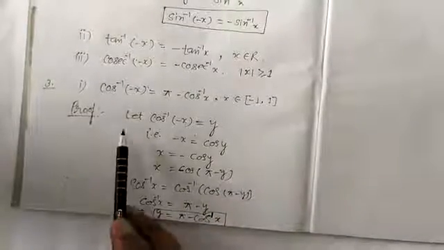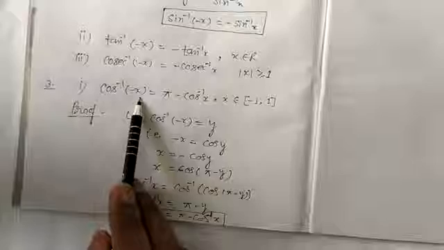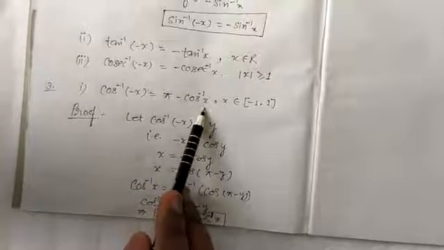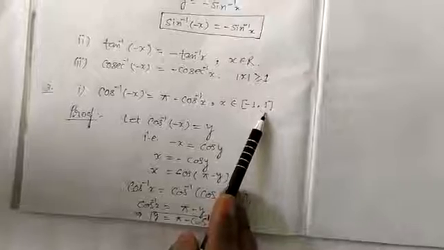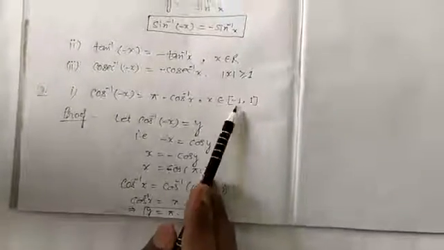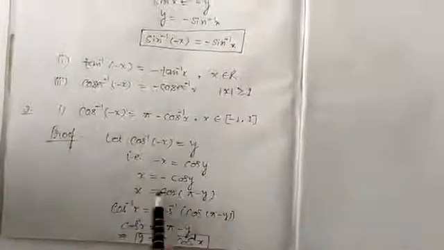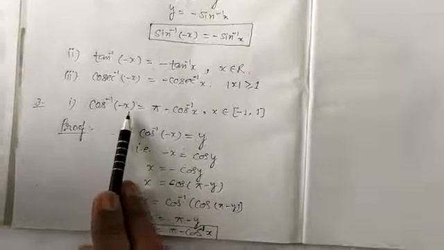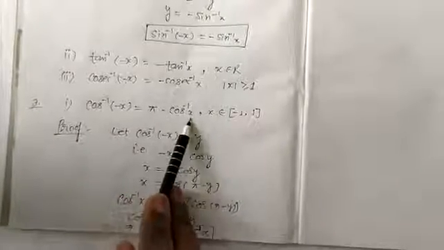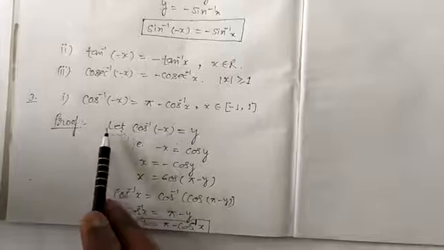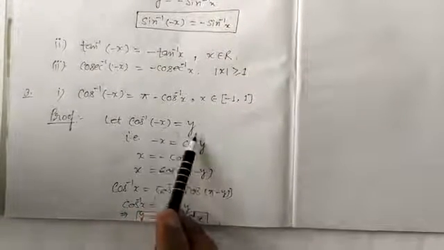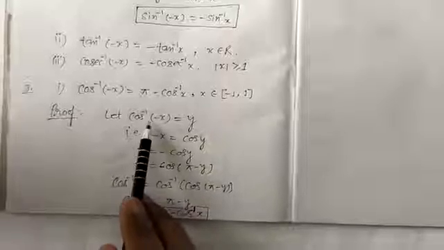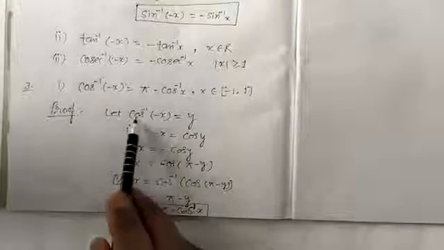Next property is cos inverse minus x equals pi minus cos inverse x, where x belongs to the closed interval minus 1 to 1. How will you prove this property? Here we have to prove cos inverse minus x equals pi minus cos inverse x. To prove this, first consider cos inverse minus x equals y. From here, minus x is equal to cos y, you can write.